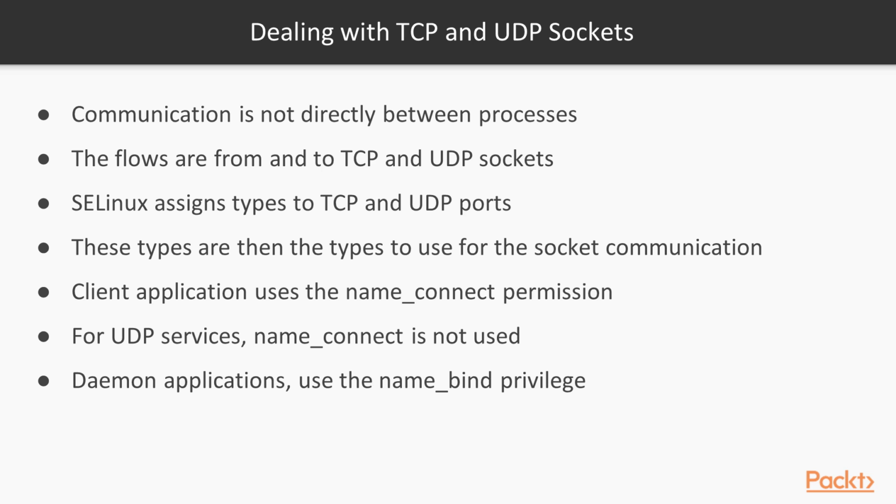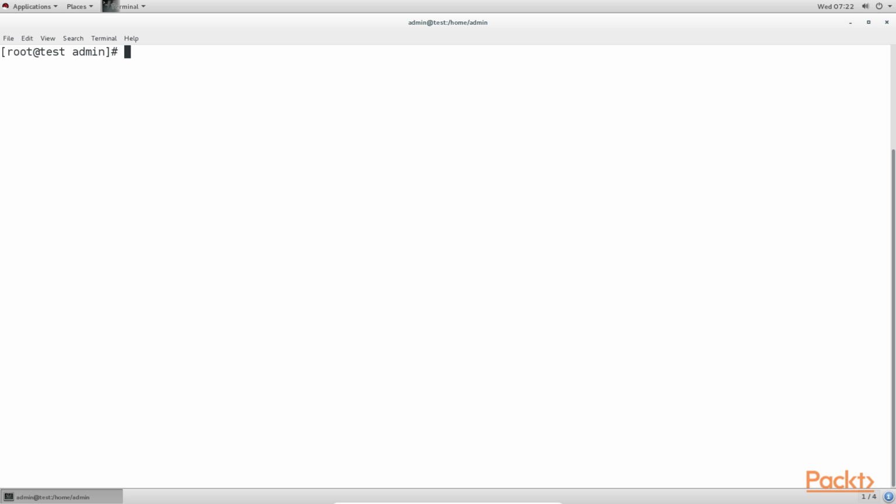Cool. Now, let's explore dealing with TCP and UDP sockets. When we go further up the chain, we look at socket communications over TCP and UDP sockets. In this case, rather than the communication being directly between processes, the flows are to and from TCP and UDP sockets. SELinux will assign types to TCP and UDP ports as well, and these types are then the types to use for socket communication. For SELinux, a client application connecting to a DNS port uses the name_connect permission over the tcp_socket class toward the typed port. For UDP services, the name_connect is not used. Daemon applications, on the other hand, use the name_bind privilege to bind themselves to the port.